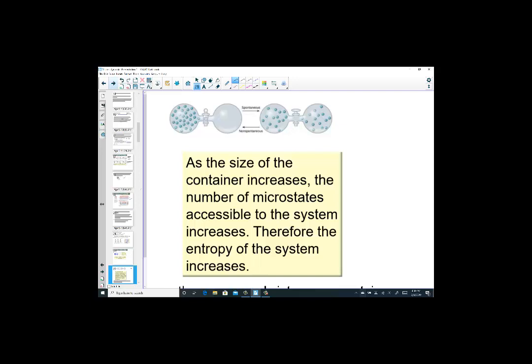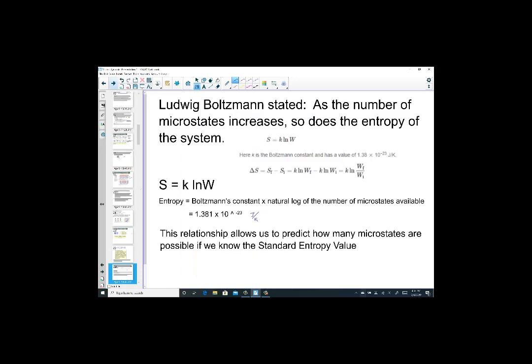And also, when we see the size of the container increasing, the number of microstates accessible to the system also increases. Therefore, the system becomes more chaotic, more spread out, more dispersed. Therefore, the entropy increases. Ludwig Boltzmann stated that as the number of microstates increases, so does the entropy of the system. There is a direct relationship between entropy and the number of microstates.